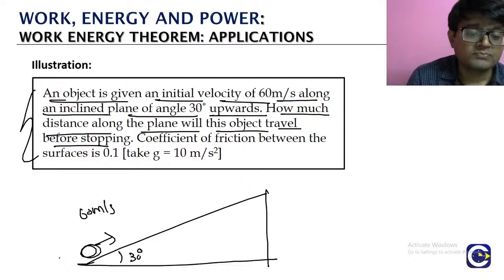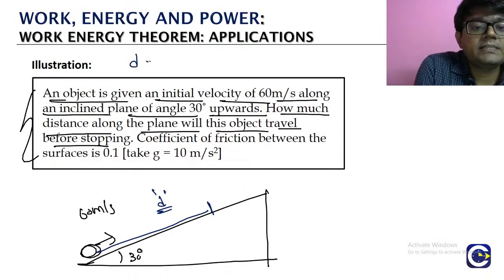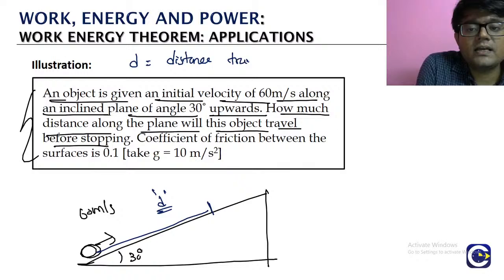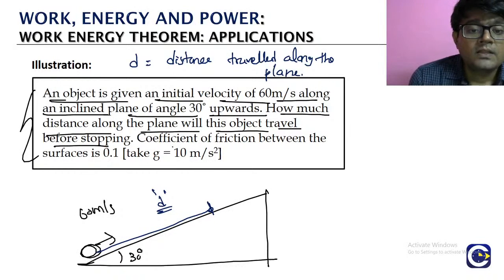Let us say it is traveling a distance d. What is d? d is the distance traveled along the plane when it is finally coming to rest or stopping. So here it is going to stop. Okay? We need to find the value of d. That's all. We need to find what the d value is.